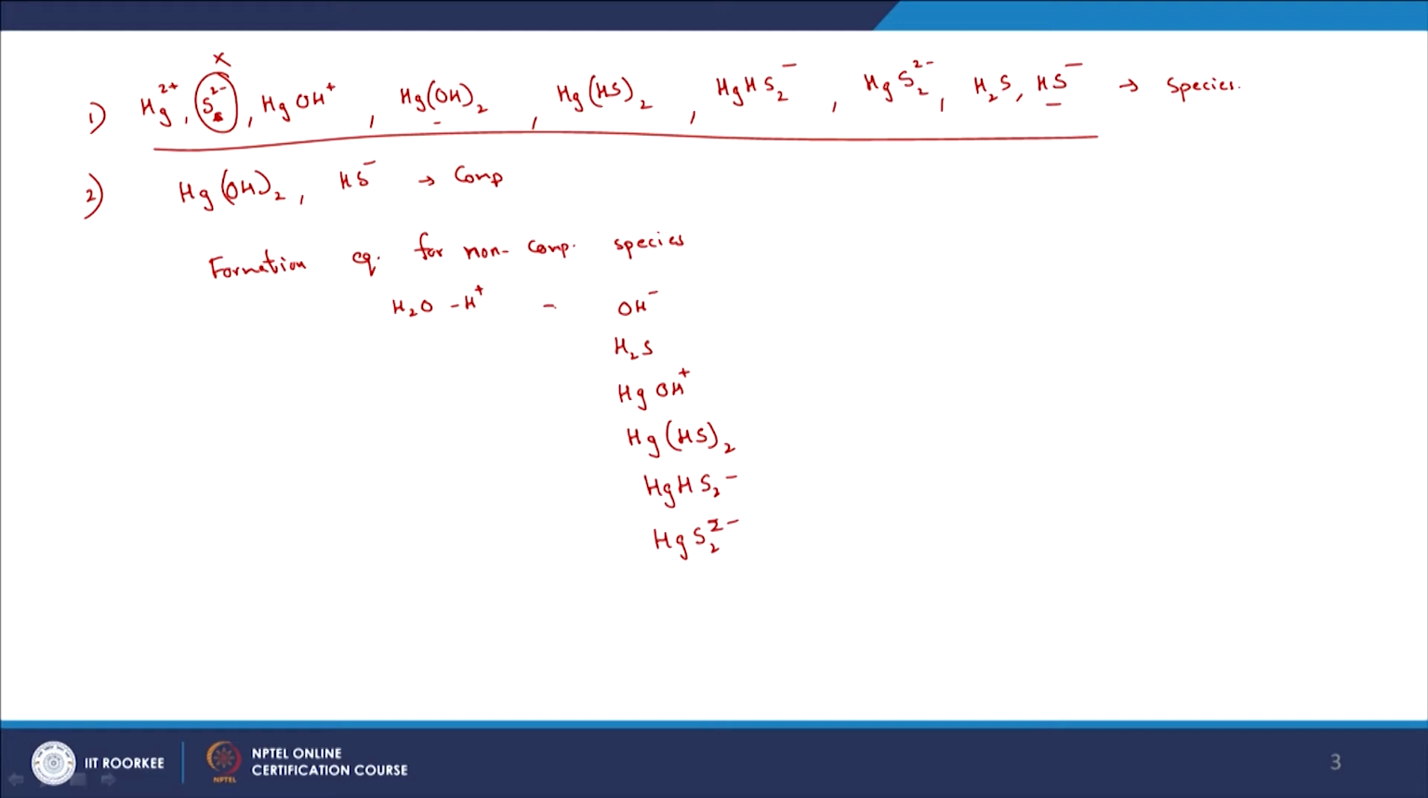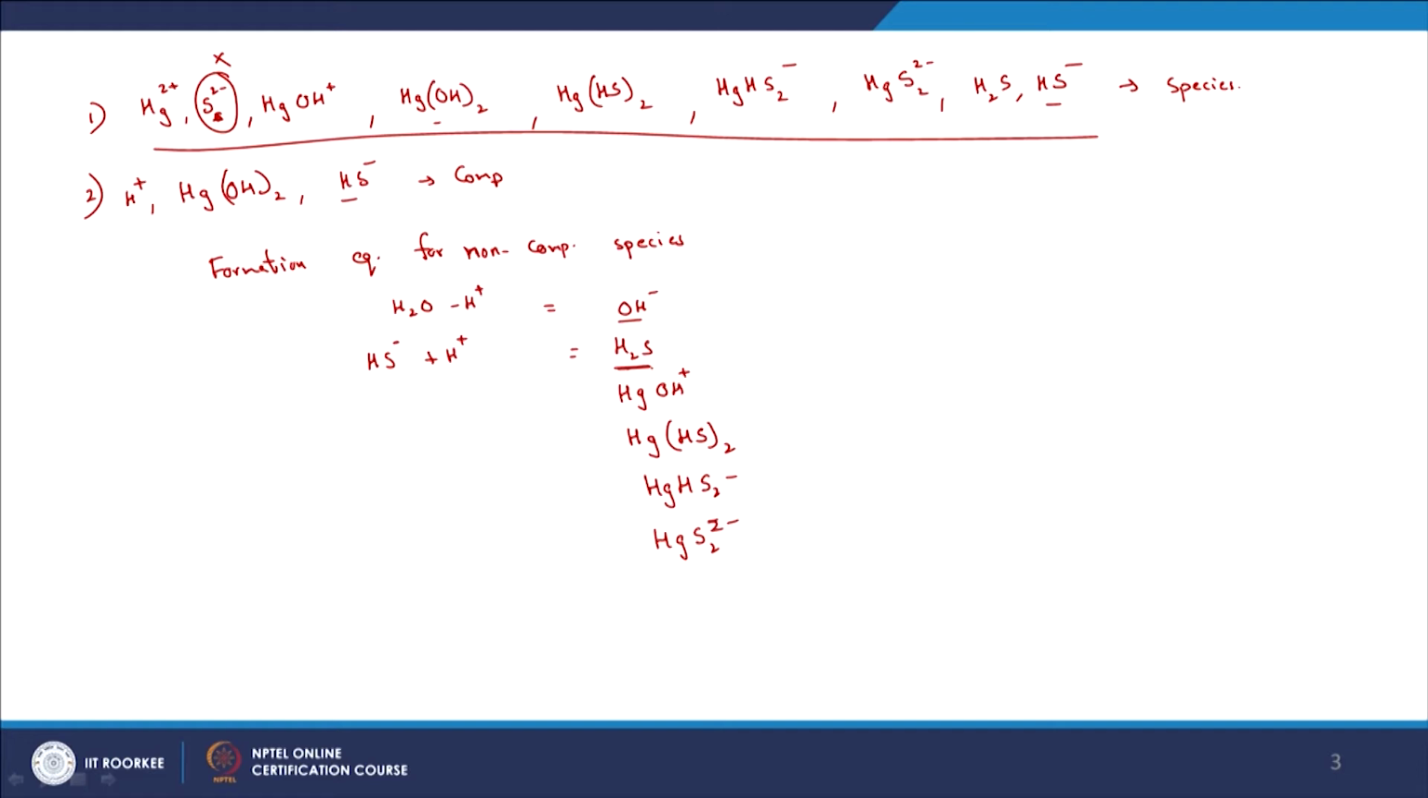Now here I am trying to form H2S, but my component here is HS minus. So how do I manipulate HS minus to arrive at H2S? I need to have H plus as my component, it is always a component. H plus is always a component. HS minus plus H plus will lead to my H2S. So I am done with that.